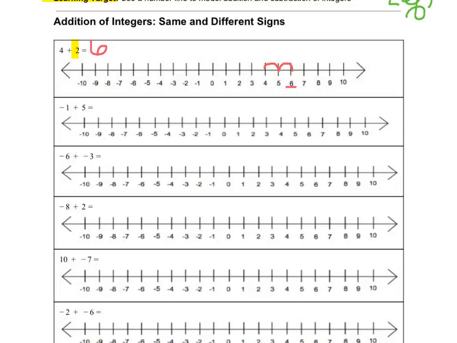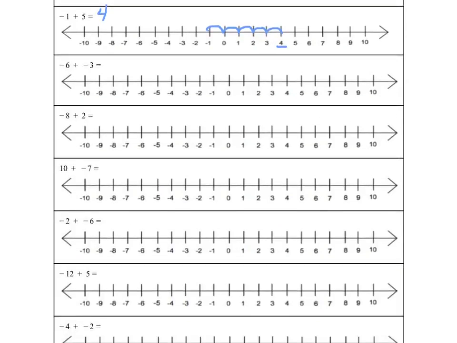Negative 1 plus 5. So I start at negative 1. I have a positive 5 that I am adding, which means I am going to make 5 jumps to the right. 1, 2, 3, 4, 5. That ends me at 4. So negative 1 plus 5 is 4. Let's look at our next one.